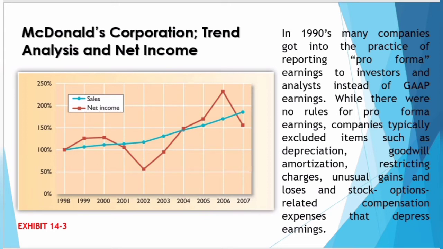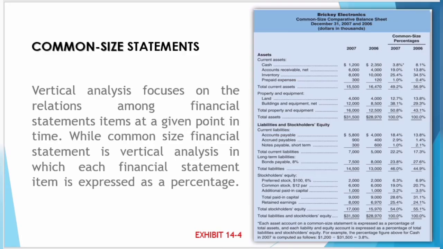So this trend analysis is particularly striking when the data are plotted as in Exhibit 14-3. McDonald's sales growth was impressive throughout the 10-year period, but net income was far more erratic. So notice guys that the net income plummeted in 2001 and 2002, but fully recovered again in 2007. So the next is the common size statements.